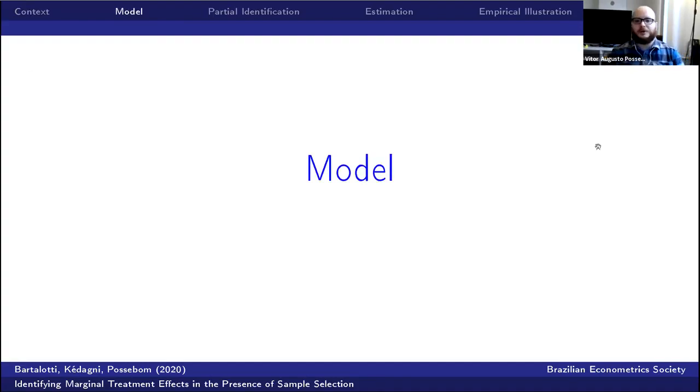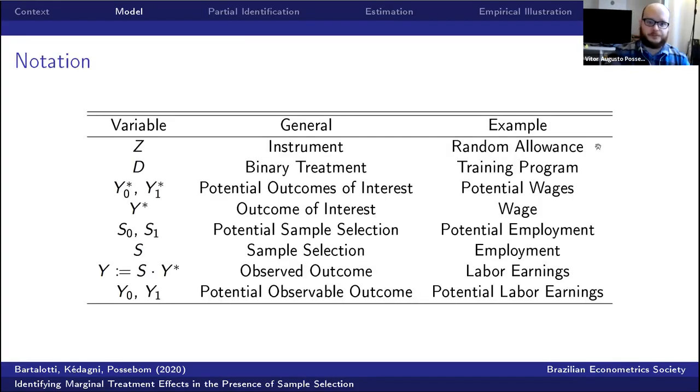So now let's understand our model in more detail. So here I have a notation slide. You can see the general framework on the middle column, and on the right-hand side, you can see everything translated to our running example. Importantly, beyond the notation I have already explained, I would like to point to the second to last line where we can see that I define labor earnings as a Y variable. So it's basically sample selection times the Y star variable.